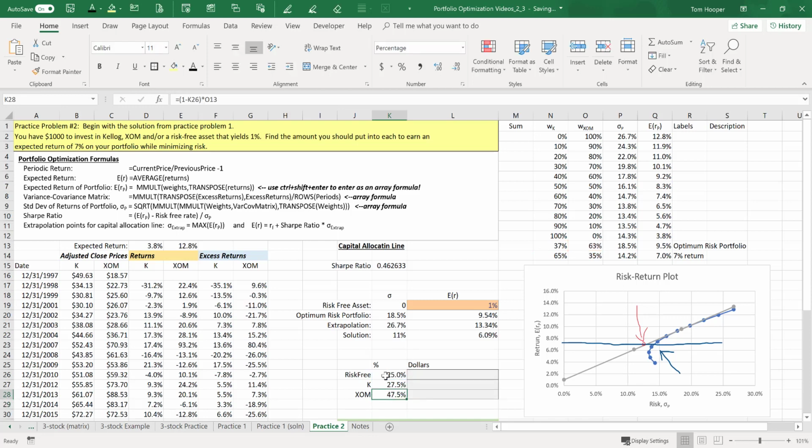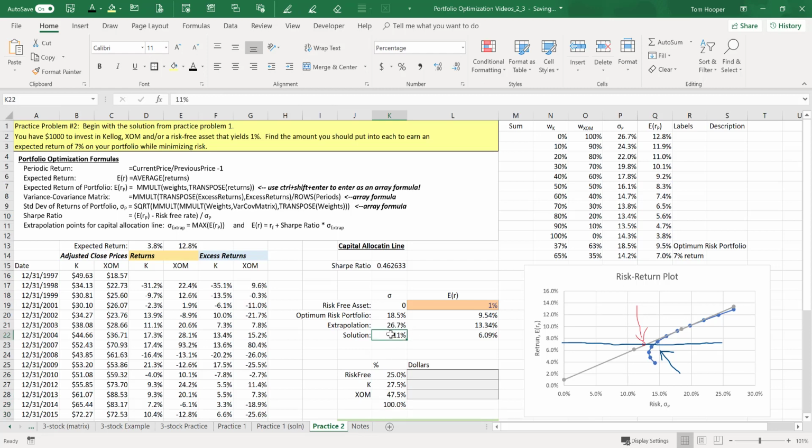So if we were to put 25% into the risk-free asset, then this proportion needs to be exactly this proportion, because we know that tangent point is the best way to mix those two stocks. And we hope that we add those three up and get to 100. Let's Alt equals. And we do, in fact.